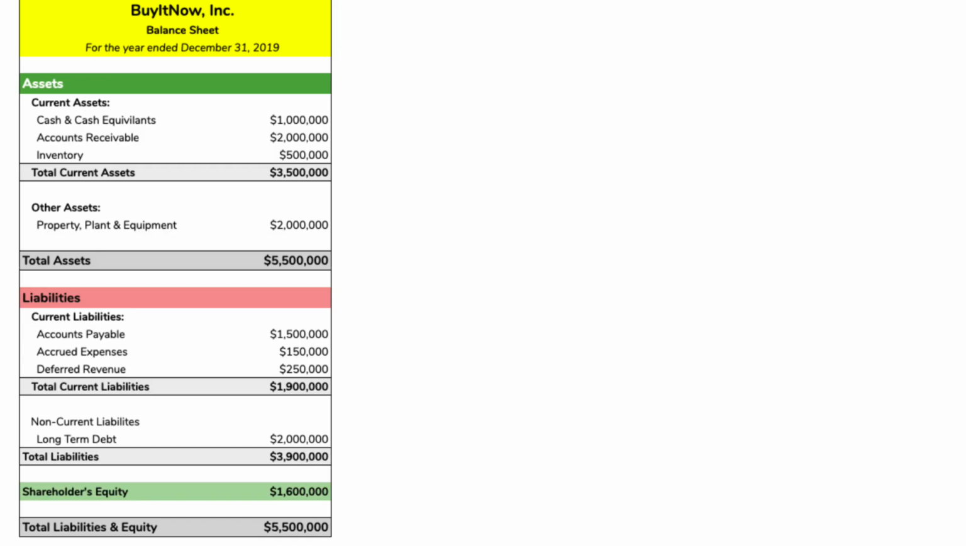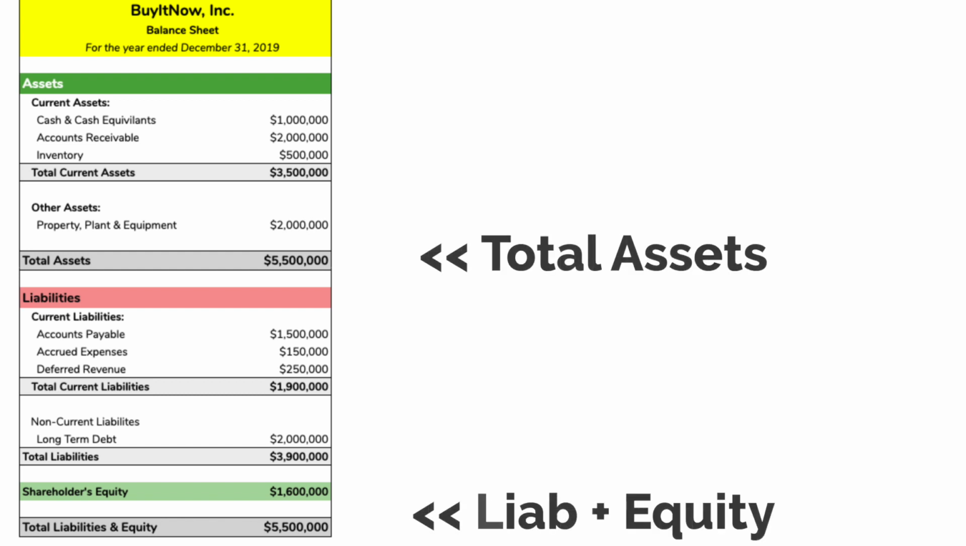Okay, so let's begin by looking at the balance sheet of the example company that we are looking at today. And this company is called Buy It Now, Inc. If we look at the balance sheet just at a basic level, the basic structure of the balance sheet is that total assets will equal total liabilities plus owner's equity. So in this case, the company has 5.5 million in total assets and has 5.5 million in total liabilities and equity.